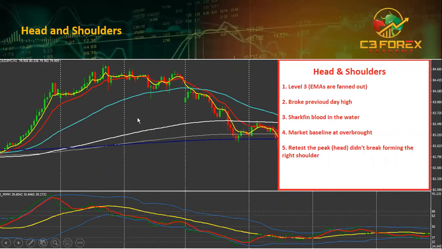You on level 3, EMAs are fanned apart. You got your market baseline sitting out overbought. You got shark fin, blood in the water. You got divergence. Price is going down on the TDI. Price is moving up on the charts. Price goes up, gives you your left shoulder. Next day breaks the high of your left shoulder, giving you your head. The next day comes up, retests the high, does not break, giving you your right shoulder, and then drops.